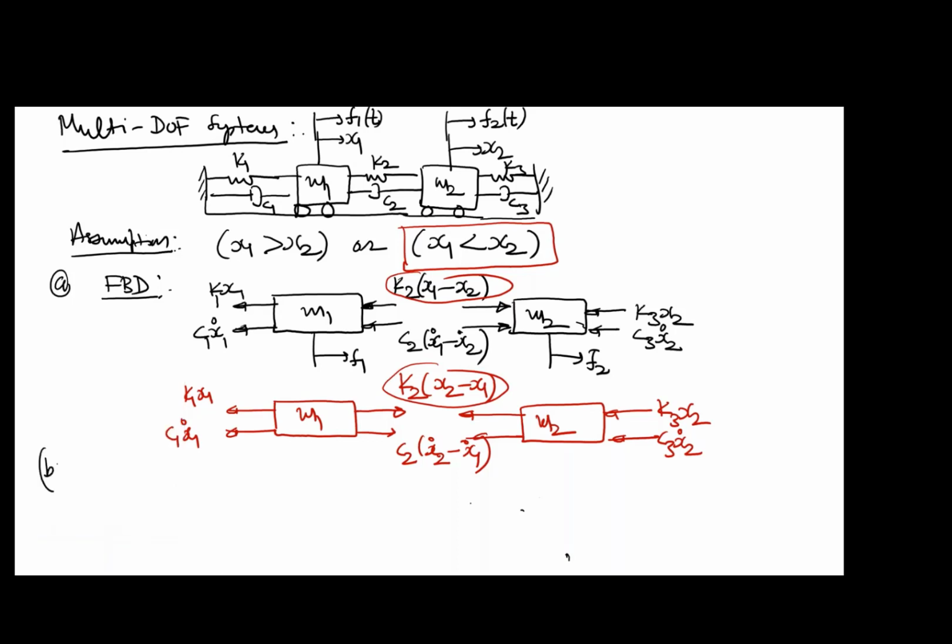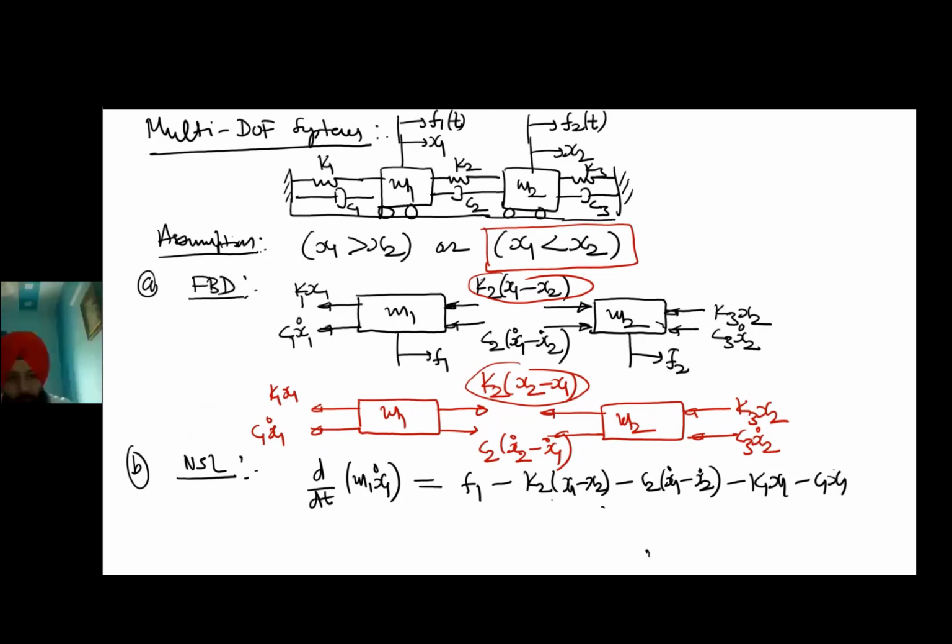So go to step B, where we have to apply Newton's second law. Newton's second law says d by dt of m1 x1 dot, the rate of change of linear momentum of the first body, should be equal to the force F1, and all the arrows are towards the left, so all are negative: minus K2 (x1 minus x2), minus C2 (x1 dot minus x2 dot), minus K1 x1, minus C1 x1 dot.